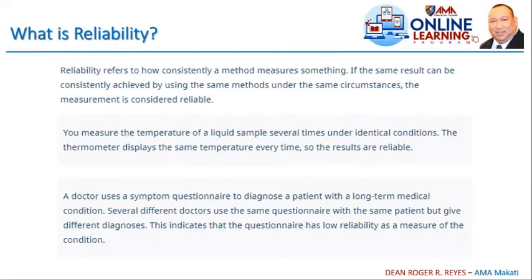A doctor uses a symptom questionnaire to diagnose a patient with a long-term medical condition. Several different doctors use the same questionnaire with the same patient but give different diagnoses. This indicates that the questionnaire has low reliability as a measure of the condition. Okay, so isa lang ang patient, iba-ibang doktor ang nag-test sa kanya using the symptoms questionnaire, pero iba-iba ang naging result. Ibig sabihin, yung questionnaire itself is unreliable.